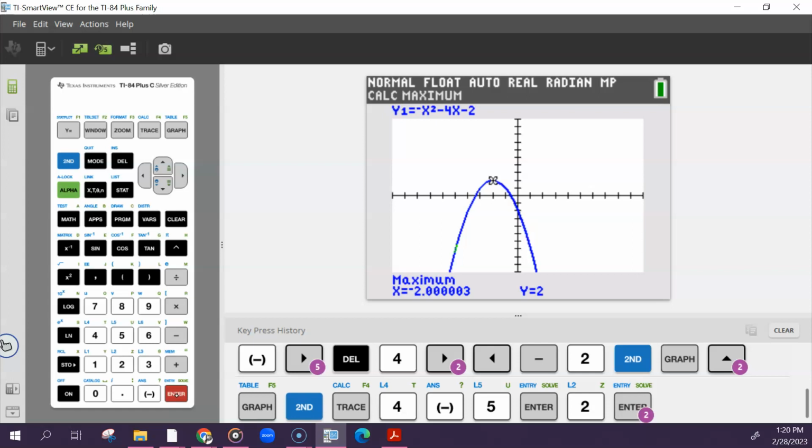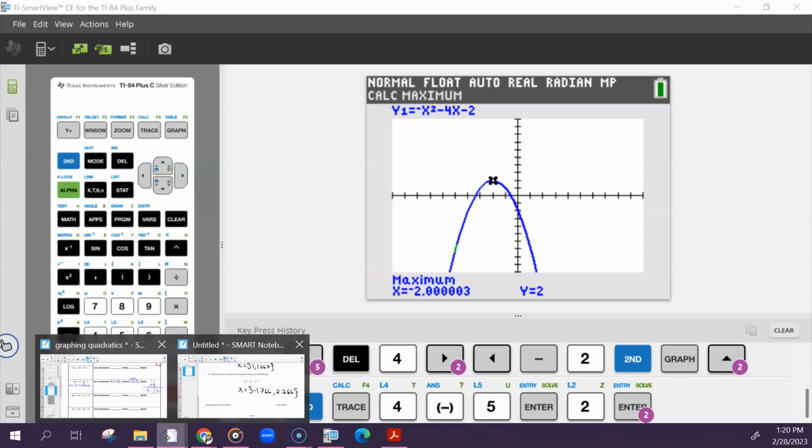Okay. And then just to see, who likes the algebraic method better? On paper, yes. Okay. Oh my god, yes. Who likes the graph method better? Or the table method? Okay.